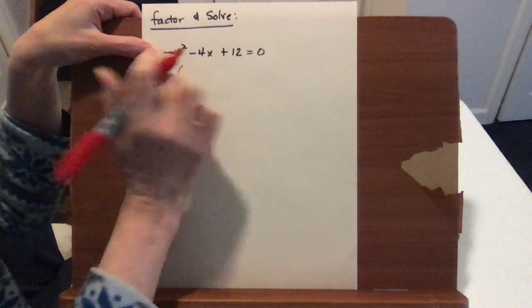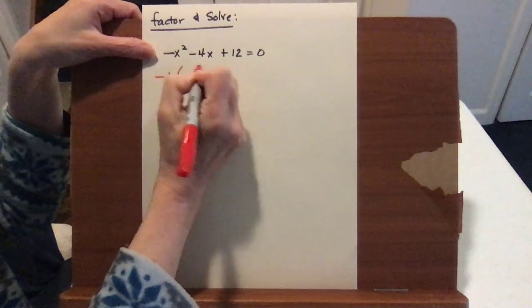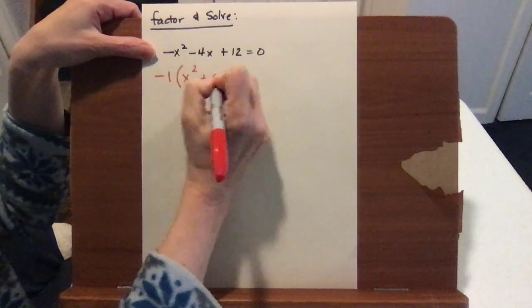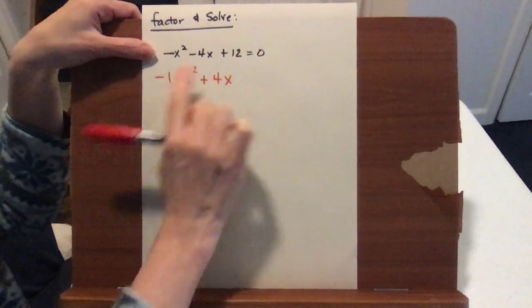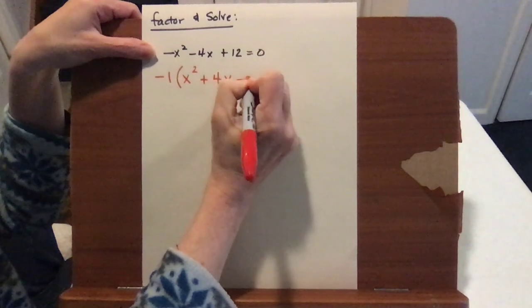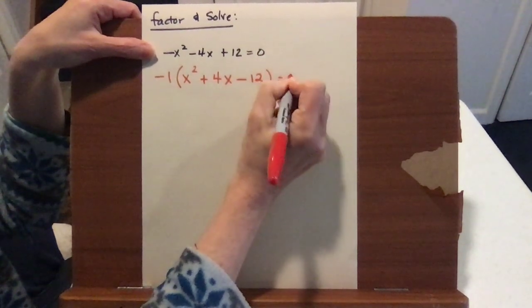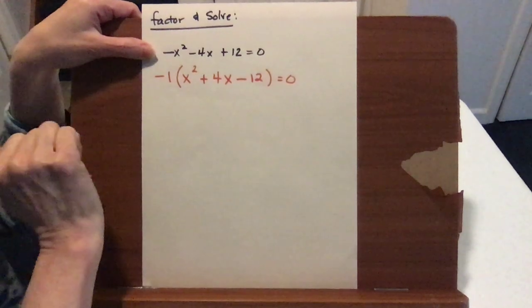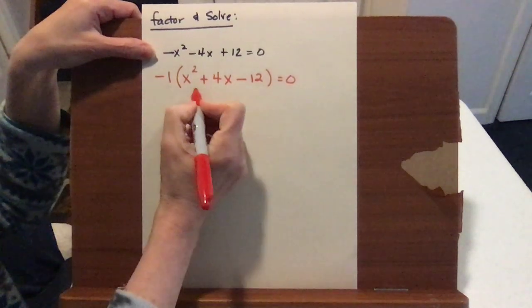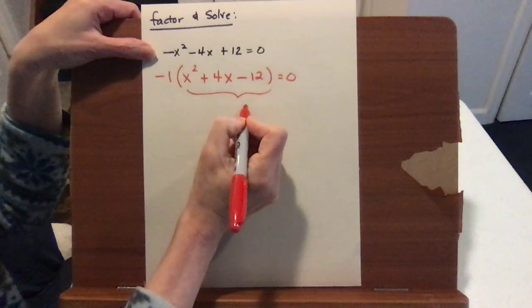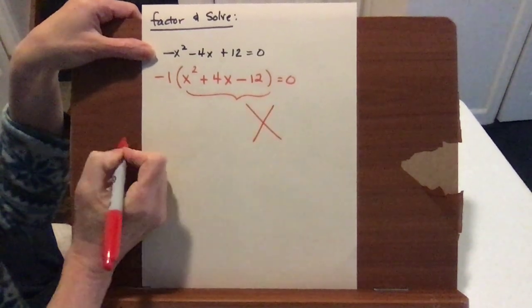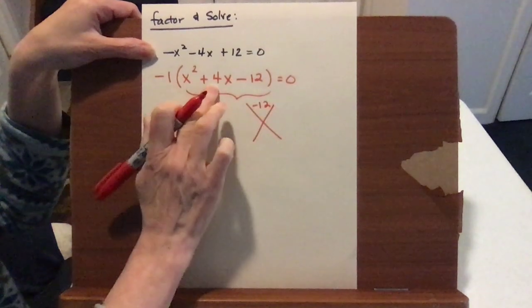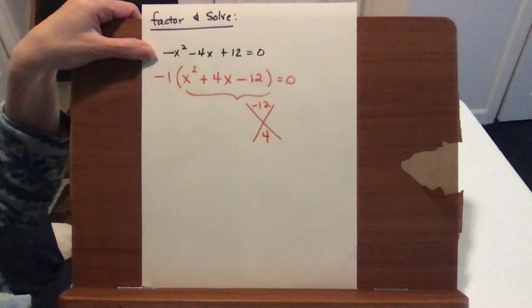So when we divide negative 1 into negative x squared, we're going to get x squared. Divide negative 1 into negative 4x, we're going to get plus 4x. And divide negative 1 into 12, and we're going to get minus 12 equals 0. All right, so you keep that GCF out there, and don't lose it. Now we're going to do the diamond on this guy. So 1 times negative 12 goes in the top, and positive 4 goes in the bottom.